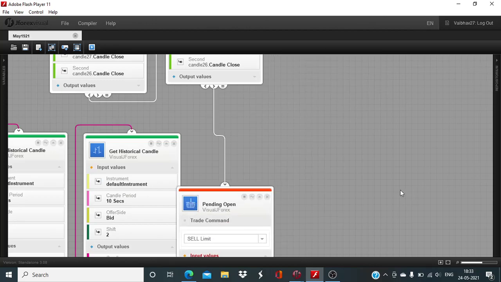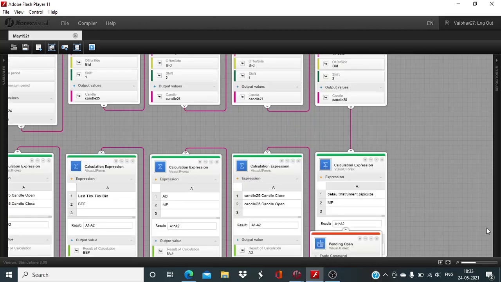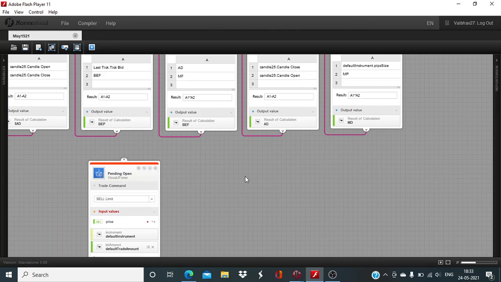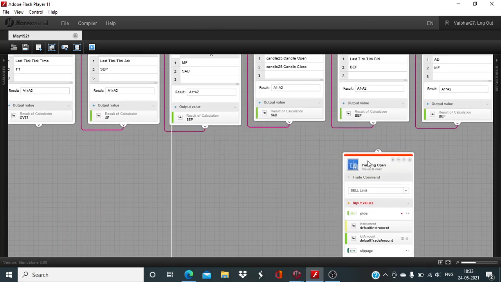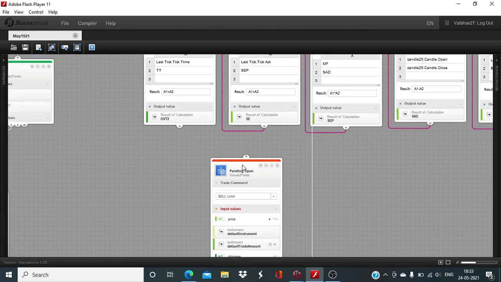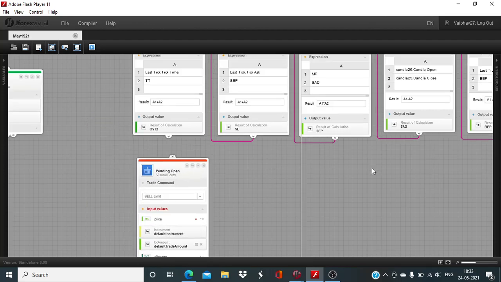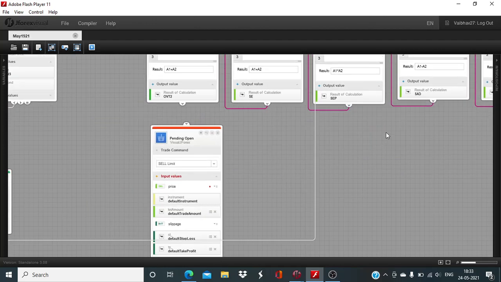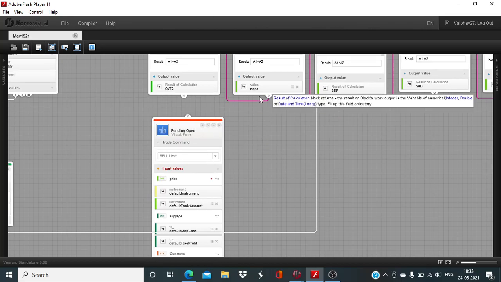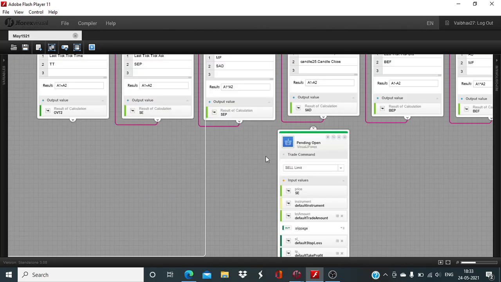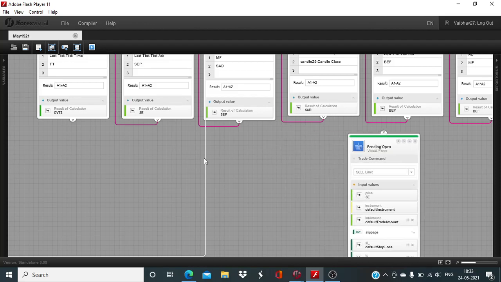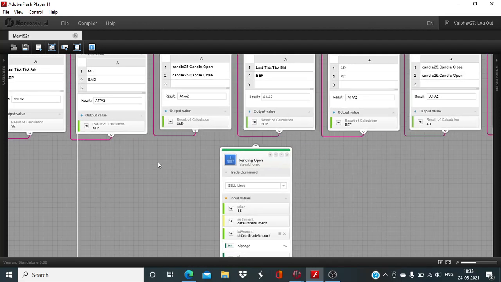price is going to be the output value of the calculation. So that is the 30% of the last hour's closing and the opening price difference, which is being added to the last tick ask.